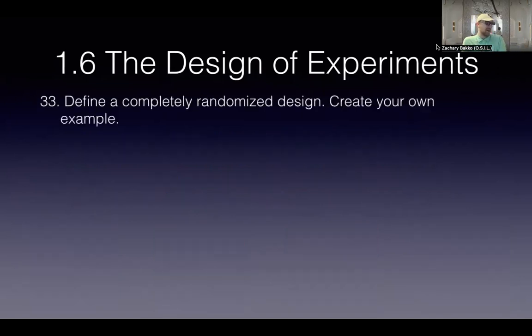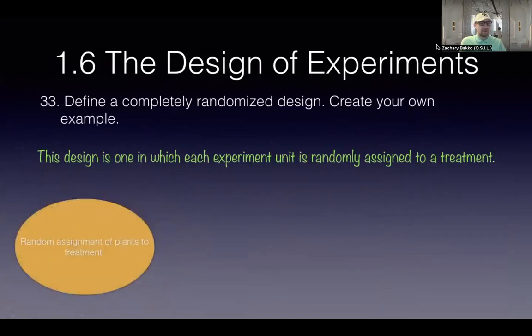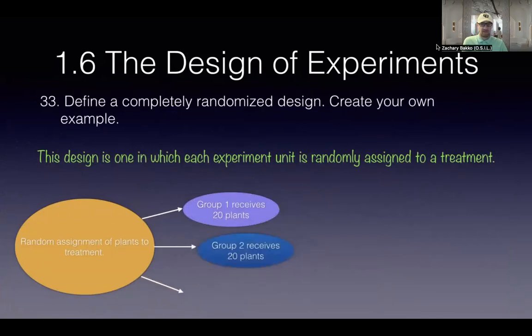All right, design of experiment. Define a completely randomized design and create your own example. So completely randomized design. This design is one in which each experimental unit is randomly assigned to a treatment. So let's say we have a population where we have random assignment of plants to a treatment. Group 1 receives 20 plants, so does group 2, and so does group 3. Okay, they all receive 20 plants.